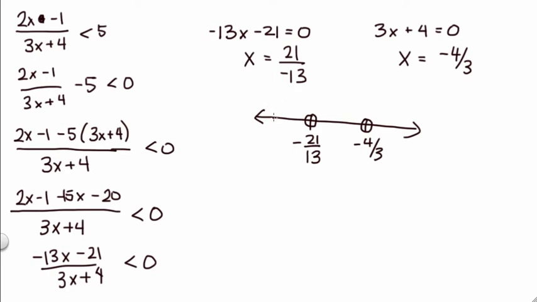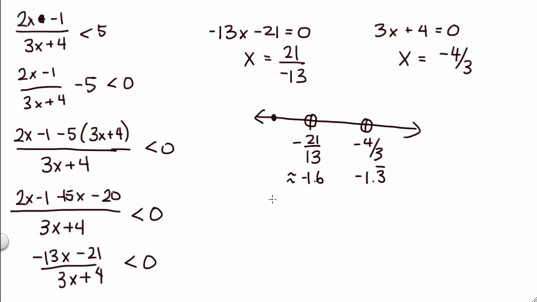we need to plug in some values and check to see if it holds. Right, so negative 21 over 13, let's just go with negative 10. Just something that's not close, because negative 21 over 13 is approximately negative 1.6. So you want to stay away from that. And then negative 4/3 is negative 1.3 repeating. Right, just so you have an idea.